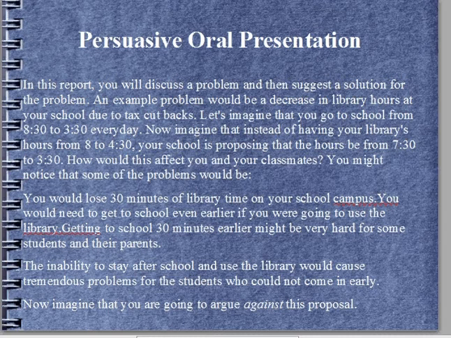You might notice that some of the problems would be you would lose 30 minutes of library time on your school campus. You would need to get to school even earlier if you were going to use the library. Getting to school 30 minutes earlier might be very hard for some students and their parents. The inability to stay after school and use the library would cause tremendous problems for the students who could not come in early. Now imagine that you are going to argue against this proposal. So in other words, in this example, they're going to argue against reducing the library hours.